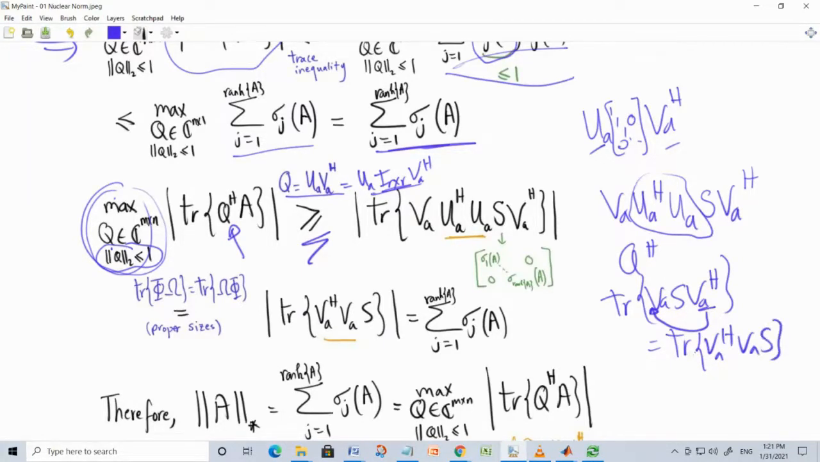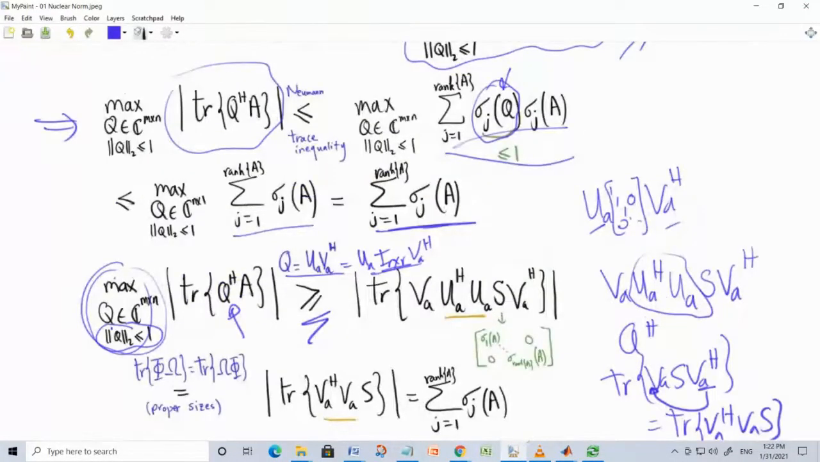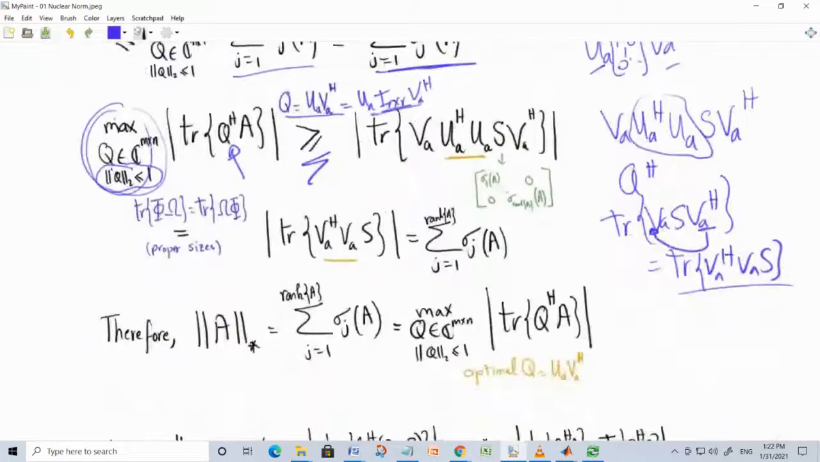Well, VA is like UA, it's a matrix with orthonormal columns. So VA Hermitian multiplied by VA is identity, and we are left with the trace of S. And the trace of S is the sum of the singular values. We no longer need the magnitude outside because the singular values are real valued and non-negative. So we proved that this maximum is less than or equal to the sum of the singular values.